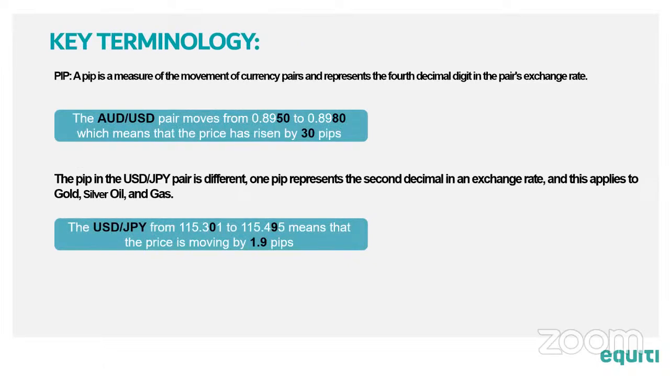The pip in the USD JPY pair is the only different one, where the pip represents the second decimal instead of the fourth decimal place. It applies to gold, silver, oil, and gas. So here, let's say the USD JPY moved from 115.30 to 115.49, which means that the price is moving by 19 pips. So we're only assessing the second decimal place.